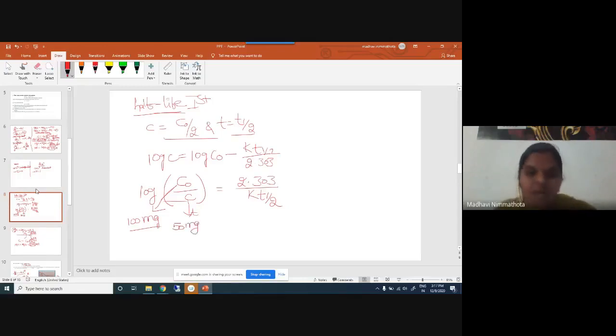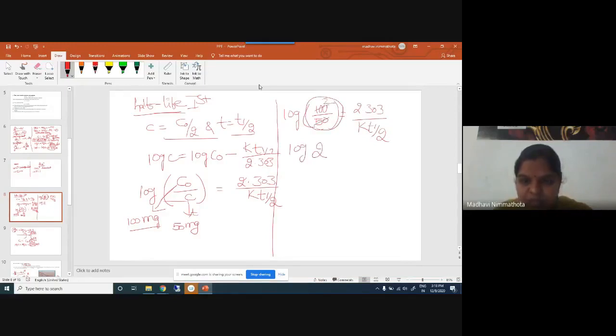Then what about your equation? Write down with me: log of 100 divided by 50, the C0 value by the C value, equals kt half divided by 2.303. How much is 100 by 50? It will be 2. So here it is log 2 equals kt half divided by 2.303. Then what is the value of log 2?